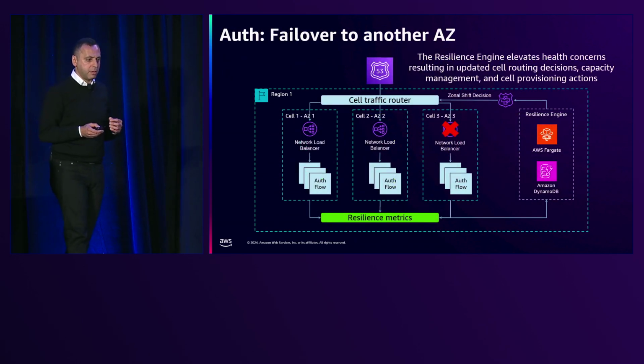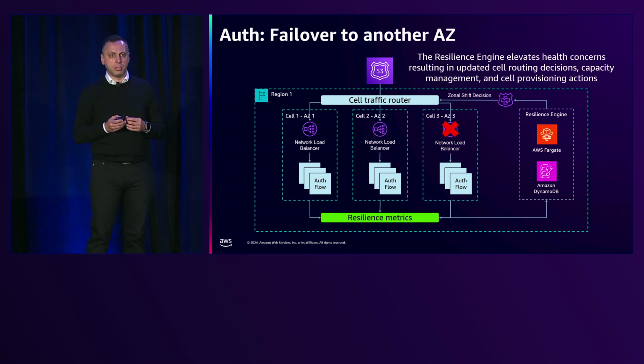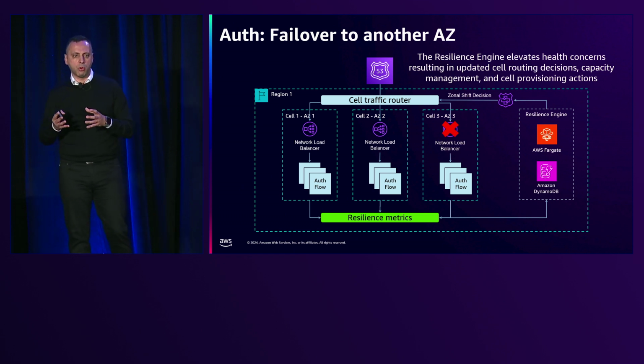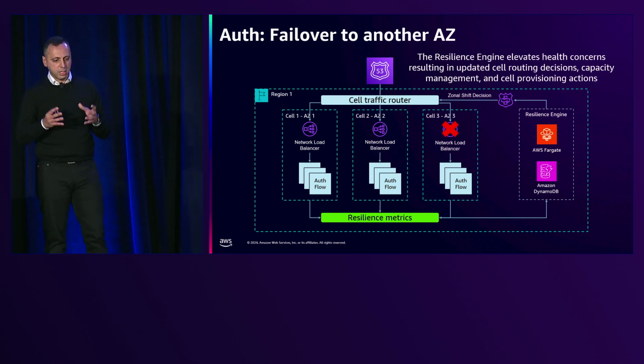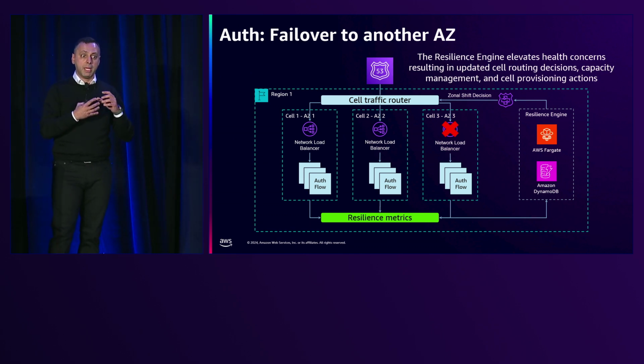Now, another thing that we consider in this model is failover to another AZ. As I mentioned, the resilience engine plays a critical role in measuring what is happening at the cell level all the way down to a transaction level. Once it detects something, it will begin to shift that traffic away from that cell, and all of this is automated.